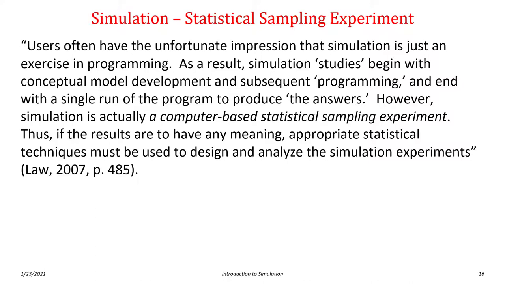So what the statement here from Law means basically is that you have to understand that. If you want to make valid statements about the population, you have to do an appropriate, statistically valid experiment in order to be able to make those statements. And that is the important fact here. It's not just create a simulation model and do one run and have the answer. You have to have a statistically valid experiment. Throughout this course, we will talk a lot about what that means and how to decide what a statistically valid experiment is.